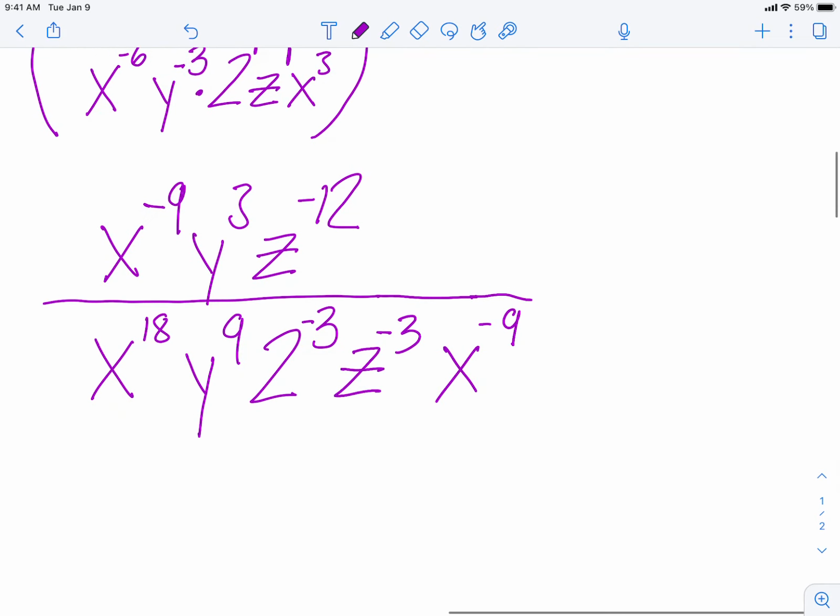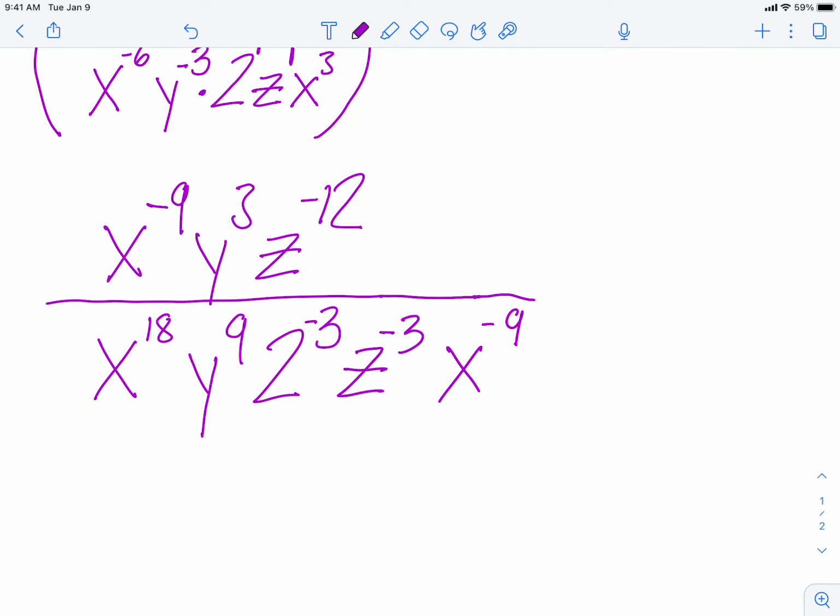Look at that. A bunch of confusing stuff, but don't worry. We're going to break it up. First thing we're going to identify is my number. This is just my regular number. Look, 2 to the negative 3.